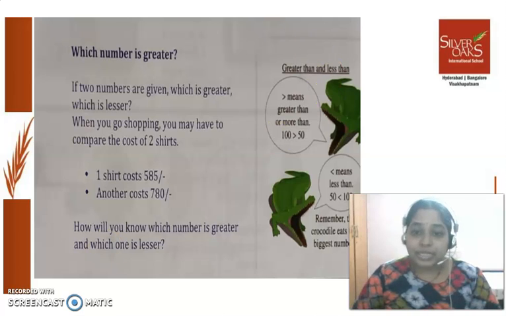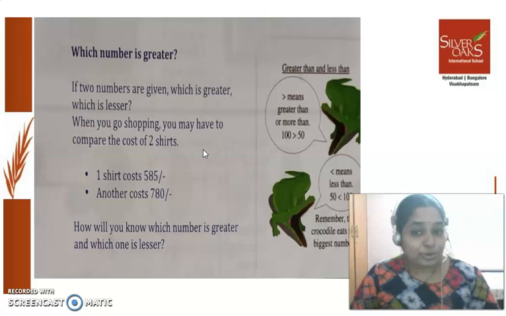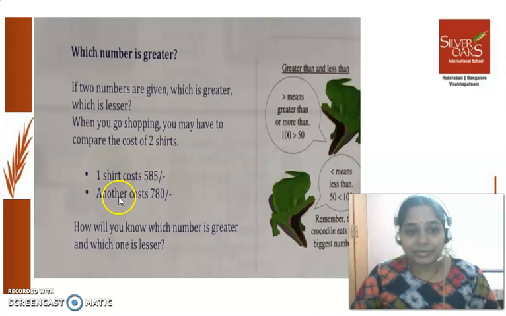Now, let's continue reading. Which number is greater? If 2 numbers are given, which is greater, which is lesser? Look at this picture. This means greater than or more than. 100 is greater than 50. And you have to remember something. Hungry crocodile will always eat the greater number.